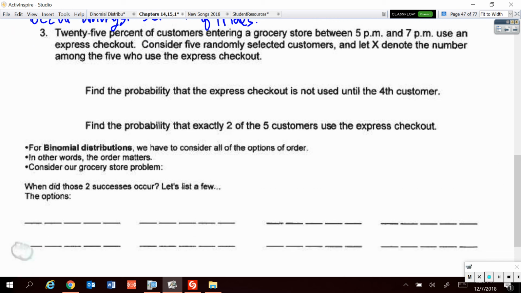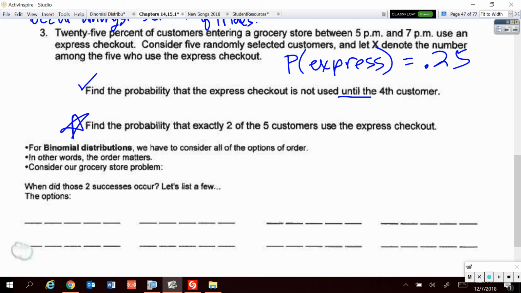So the example that we're going to walk through this with is our one from yesterday, where we went to the store from 5 to 7 p.m. The probability that you're going through the express lane was defined to us to be 0.25. We had already done the probability that the checkout is not used until the 4th. That was our geometric, but let's take a look at today's idea. Find the probability that exactly 2 of the 5 customers use the express checkout. So see, I'm defining how many of a set number of trials. That's what's binomial, that could be computed binomially.